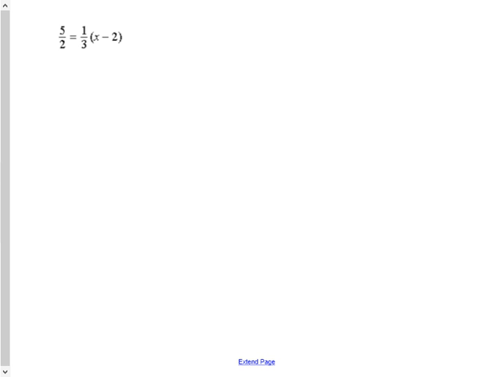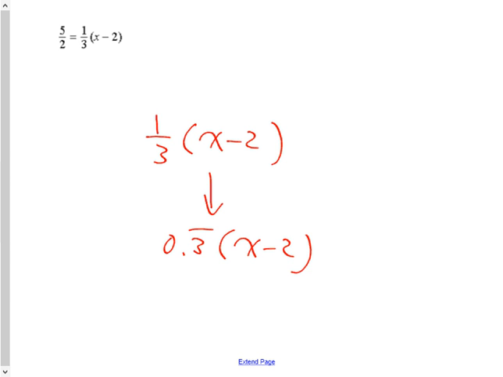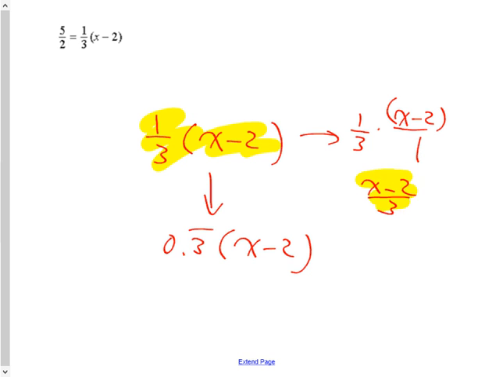Real quick, a third of x minus 2. Just be aware that a third of x minus 2 could be written as this, or alternatively, it's a third multiplied by x minus 2, which is going to be x minus 2 over 3. So this expression and this expression are all the same thing.